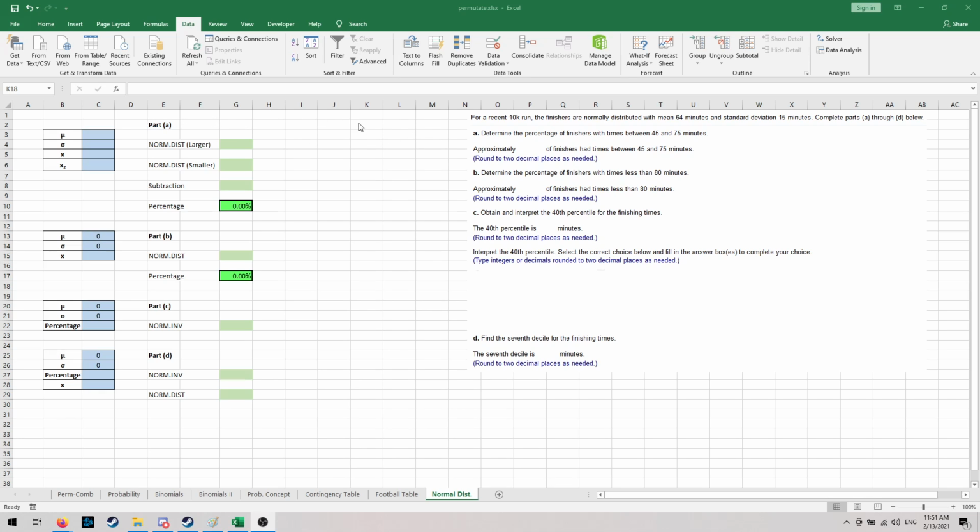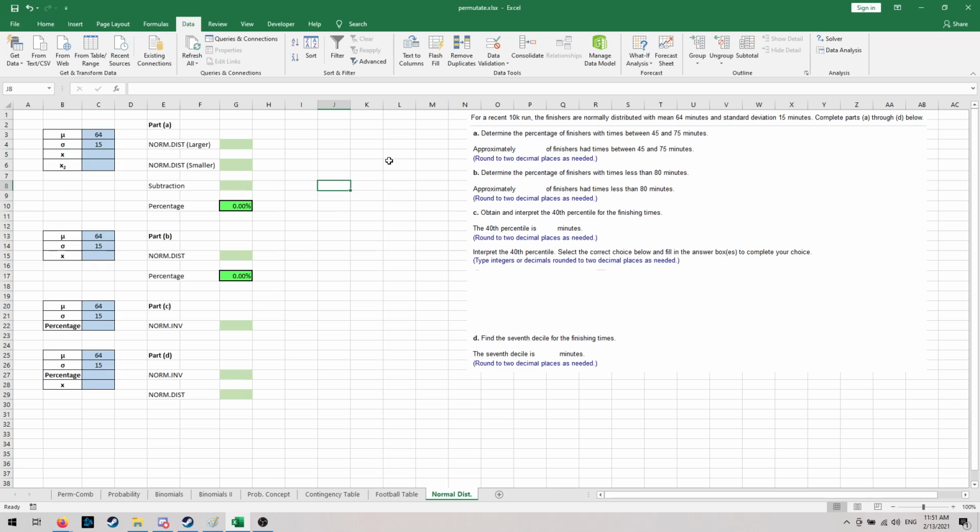So the first thing we can see is that we're given information about a run, and we're given the mean and the standard deviation. So these are the first 2 data points we can pull out. And we can fill them in right over here, so we can reference these in our formulas easily. So our mean is 64, and our standard deviation is 15. And I've just got these set up to autocomplete.